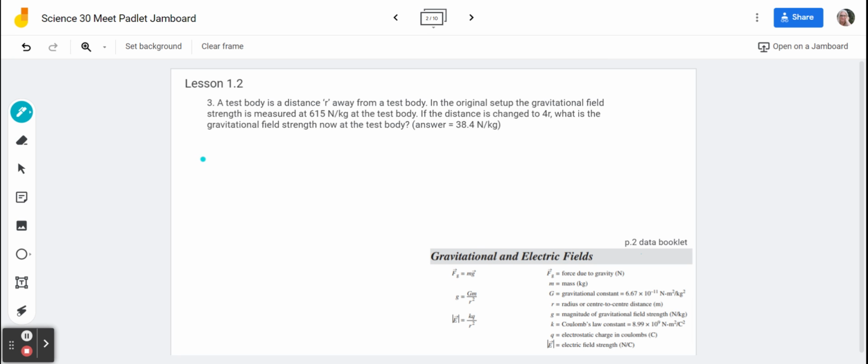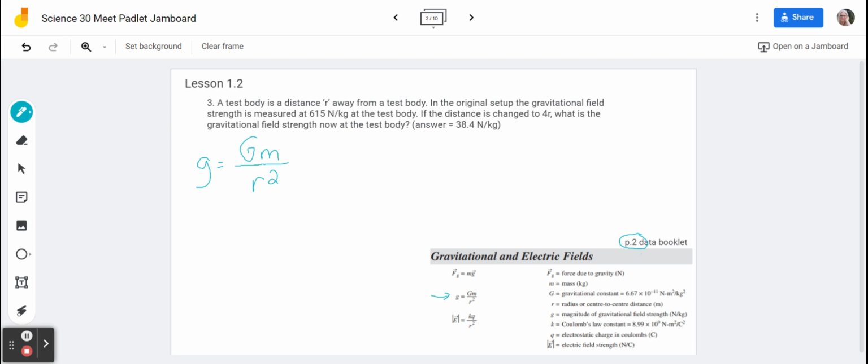So let's take a look at our formula here. We have gravitational field is equal to the gravitational constant, G, and remember, I'm just pulling this right off page 2 of our data booklet, times the mass, all over r squared. Now, we don't have the mass or anything else. We don't have the mass and we don't have this specific radius. We just know that the radius has been increased by 4.